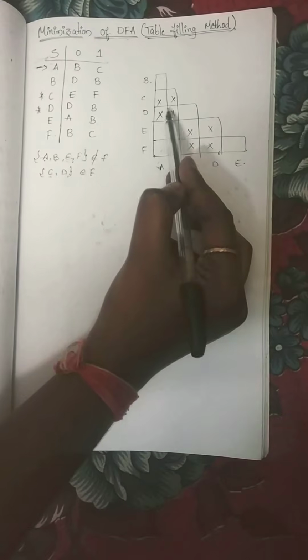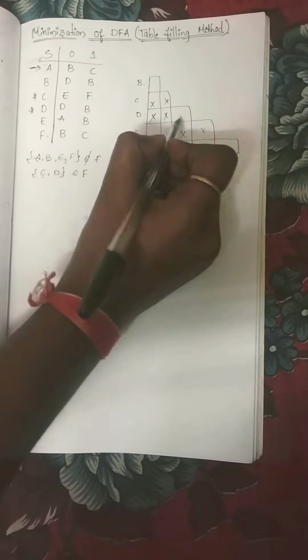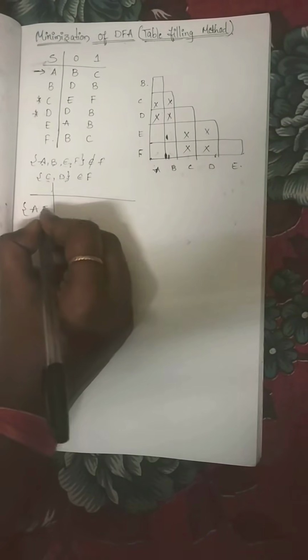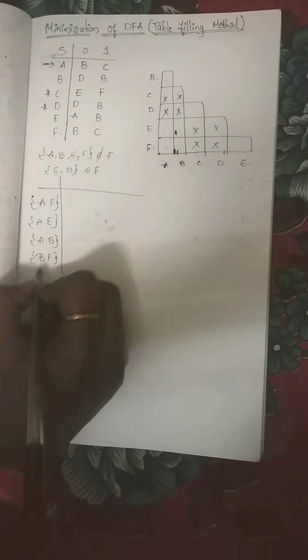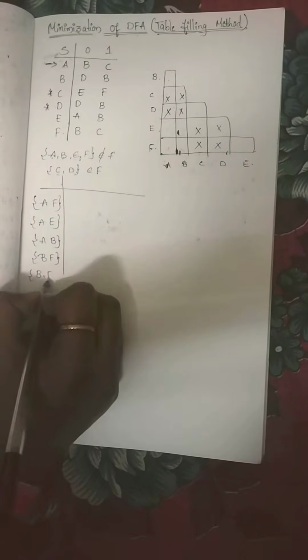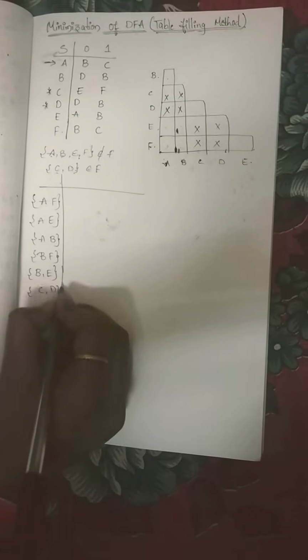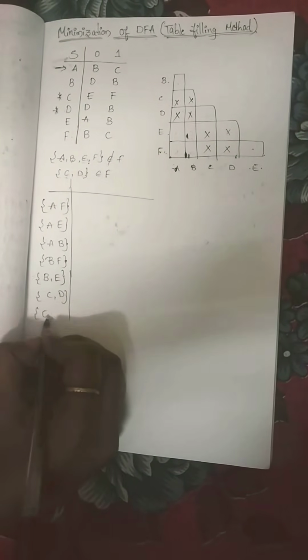Now these empty boxes which you can see are the unmarked states. Now we need to consider the empty boxes. Here draw one transition table and write the empty boxes: A, F; A, E; A, B. Then coming to B: B, F and B, E. Then coming to C: C, D. And coming to E: E, F.